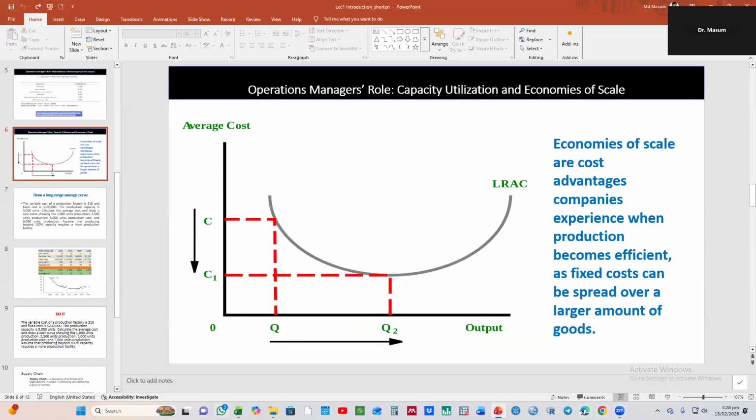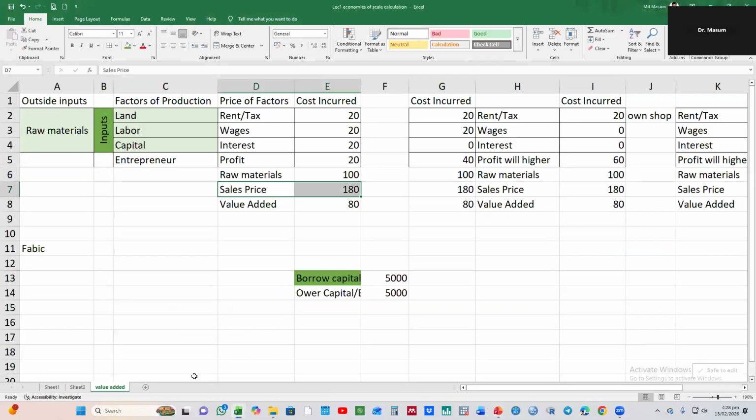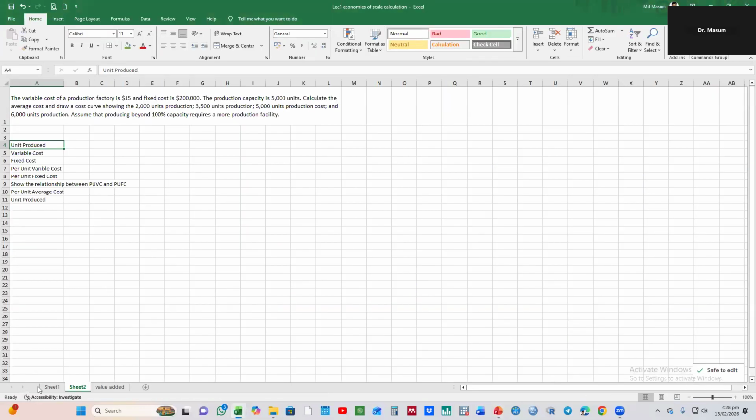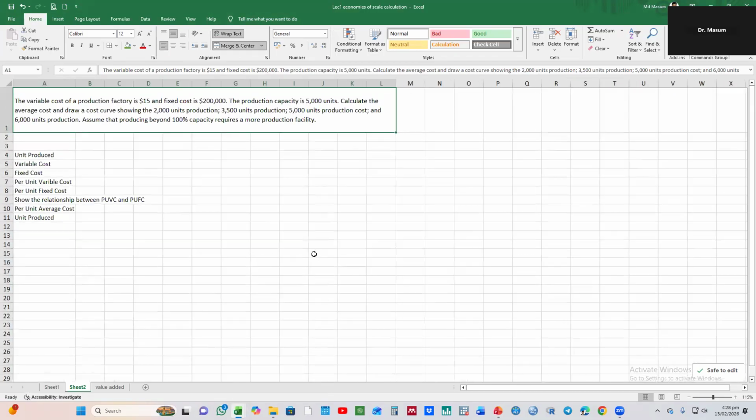And if we look at your Excel sheet, this is economies of scale. Say, for example, here is the case. The variable cost of a production factory is 15K. Is it visible to you?